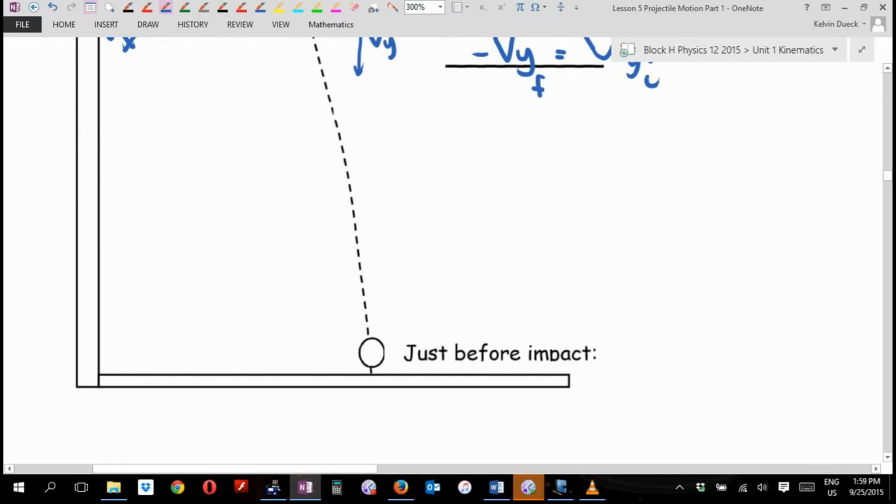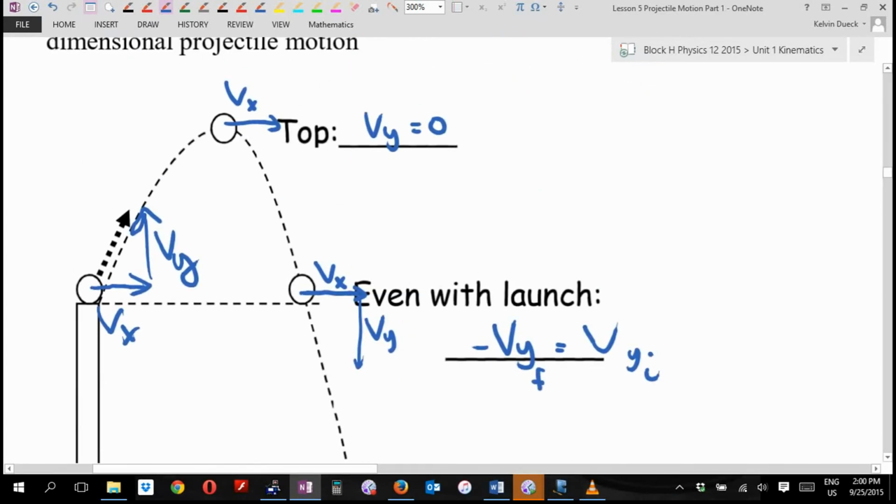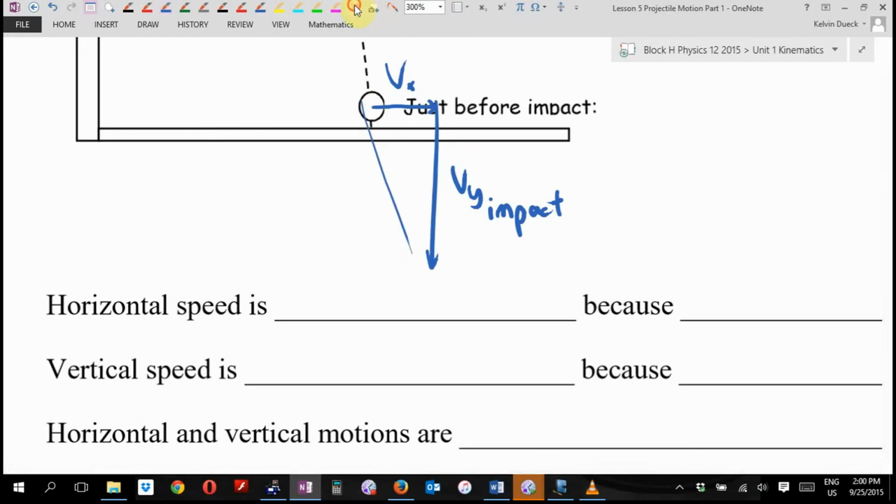Just before impact. There's Vx. Same length always as the first one that I drew because it's not going to change. How long would I draw Vy? Longer than Vy initial? Shorter than Vy initial? Or the same as Vy initial? Way longer. In fact, there's Vy. Let's call it impact. The resultant when it hits the ground would be that slanty thing there, if I really wanted to add them tip to tail.